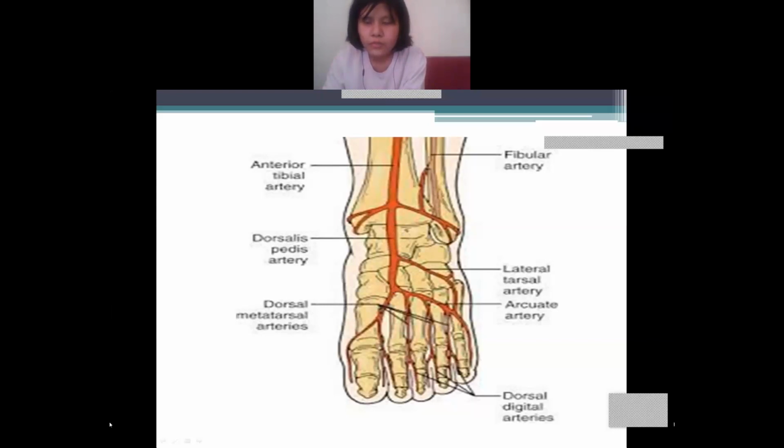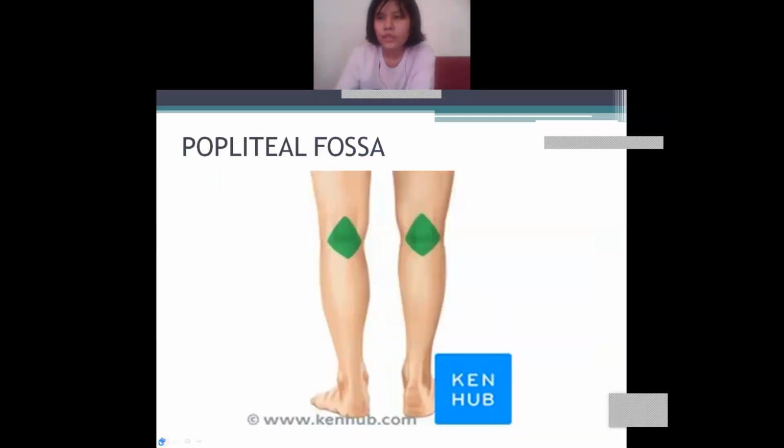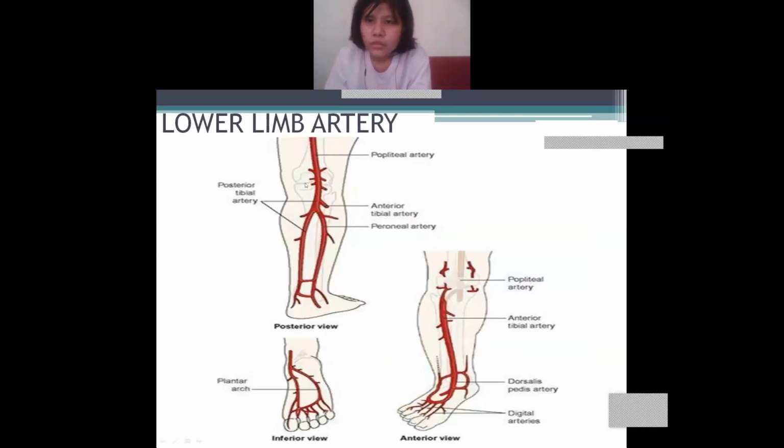Okay, so now let's see the posterior tibial artery. Posterior means the back side of your leg. So this is the posterior tibial artery. It will lie from here and be located till here, and it is mostly found in the middle of your leg, in the middle portion. Now we are done with the anterior side as well as the posterior side.